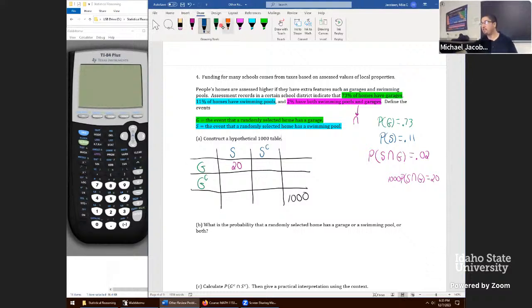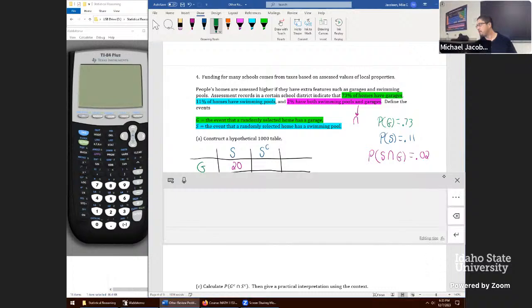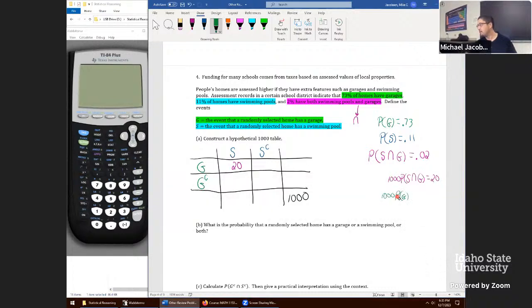Next thing we'll do is go to the other events, multiply this one by 1,000. 1,000 times probability of G is 730 on this one. So that's where we're getting most of our counts. But that 730 goes here. This is the total number of garages we would have had from 1,000 homes being hypothetically selected. So 730 in that spot, then just rinse and repeat. Multiply this one by 1,000. 1,000 times probability of S is now 110. So go down in the column, 110 goes here for that total.